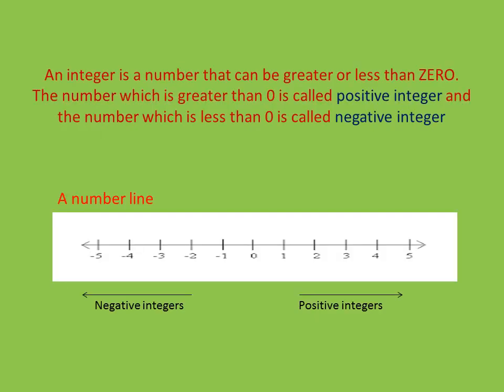An integer is a number that can be greater or less than 0. The number which is greater than 0 is called a positive integer, and the number which is less than 0 is called a negative integer. As you can see in the number line, the negative numbers are at the left side of 0 and the positive numbers are at the right side of 0.